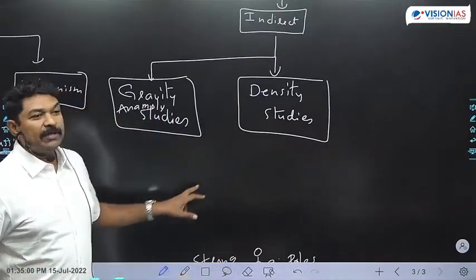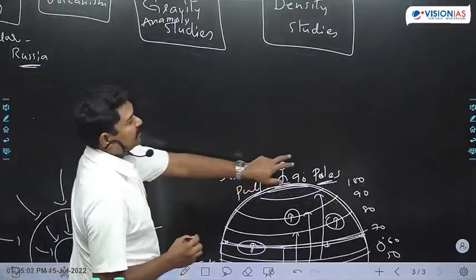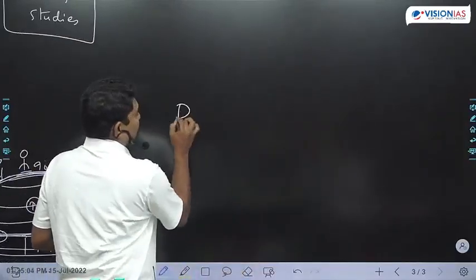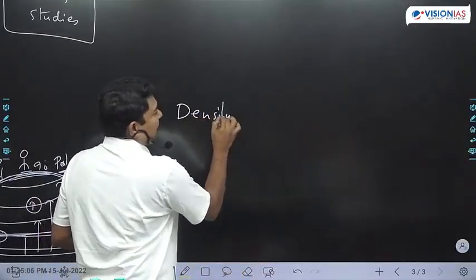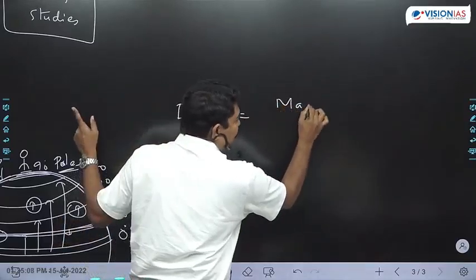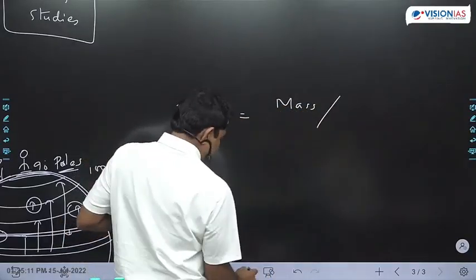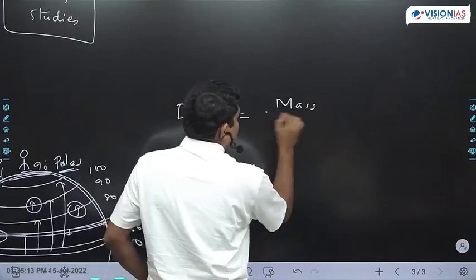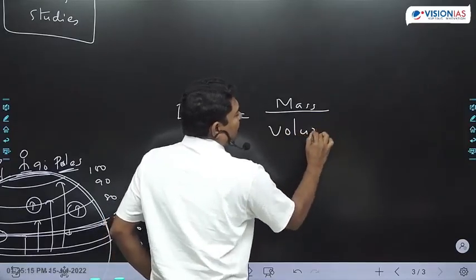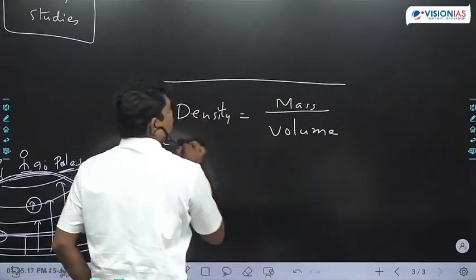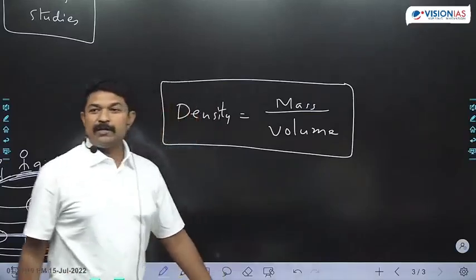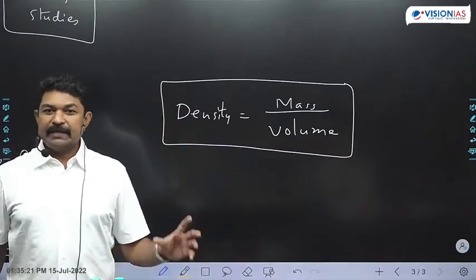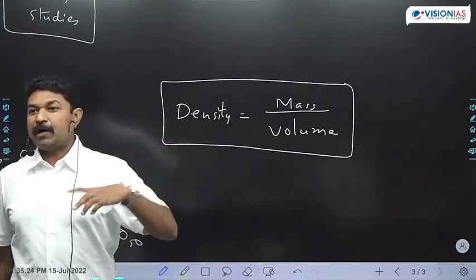Whenever you are talking about density, what is the definition of density? Density is defined as mass per unit volume, nothing but mass per volume. This is the definition according to the physicist. Density is defined as mass per volume.